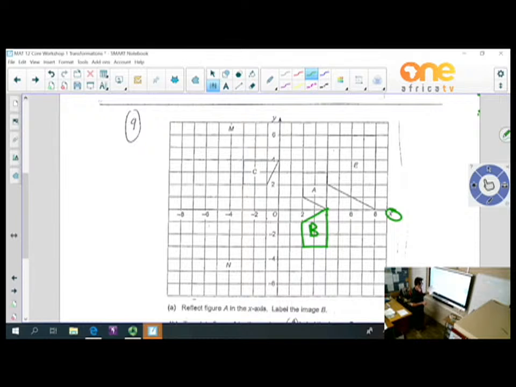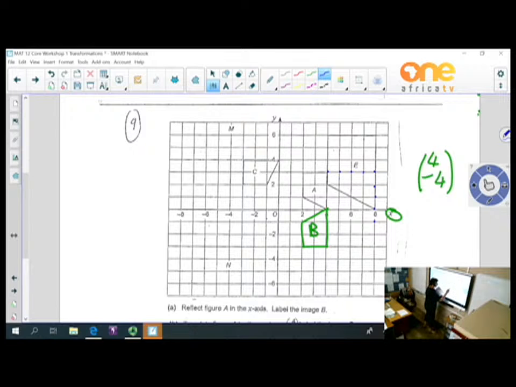Then they say translate figure A by the vector 4, -4 and label it D. Now this is the vector 4, -4. So from a specific point, let's take this one now, I go 1, 2, 3, 4, and 1, 2, 3, 4 down because it's negative. Once you've got the first point, it's again very, very easy. You can plot all the points.